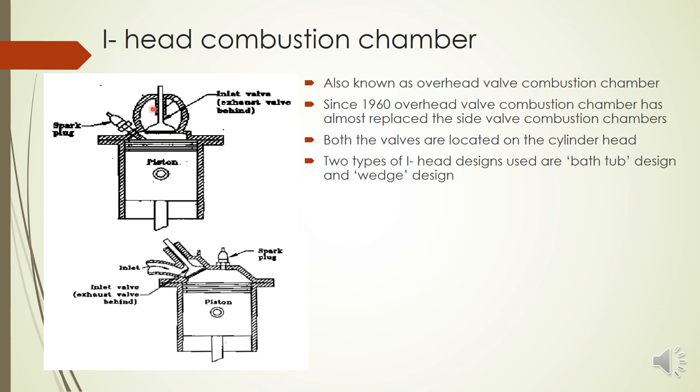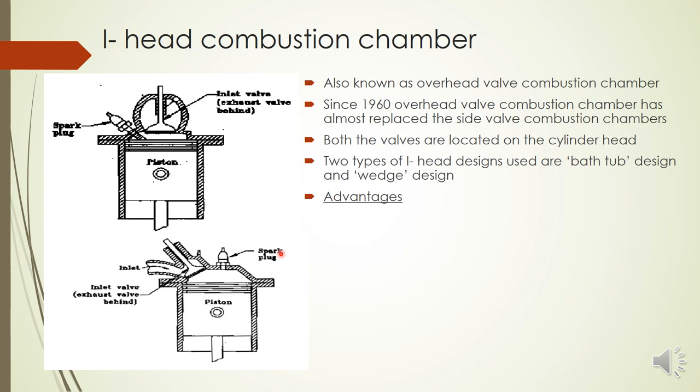And these are two designs. This is known as the bathtub design. You can see here the shape, the combustion chamber is in the shape of a bathtub. So this is known as the bathtub combustion chamber. And this is another design of I-type, that is the wedge design, where you are using slightly inclined valves. So these are the two most commonly used designs of I-type: bathtub design and wedge design.